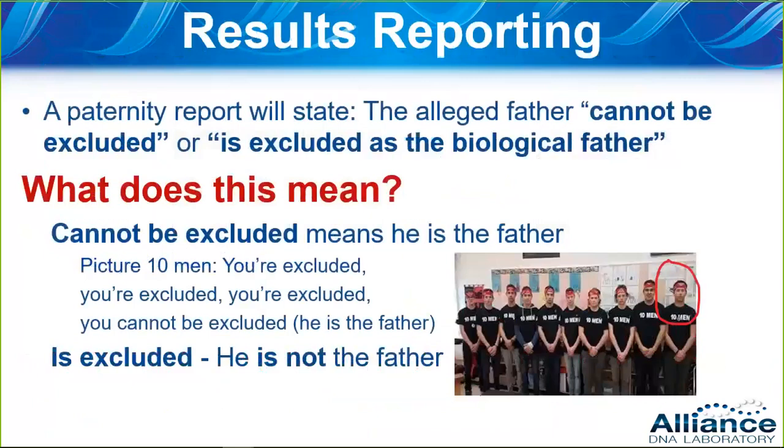Results reporting, well, a paternity test will state the alleged father cannot be excluded or is excluded as the biological father. Well, what does this mean? Cannot be excluded means essentially he's the father. So picture 10 men lined up and you go to the first one, you're excluded, the second one, you're excluded, the third one, you're excluded. All the way down the list, you get to the last individual and you say you cannot be excluded. That means he's the father of the child. If the report said he is excluded, this means he's excluded as the biological father, so he is not the father.